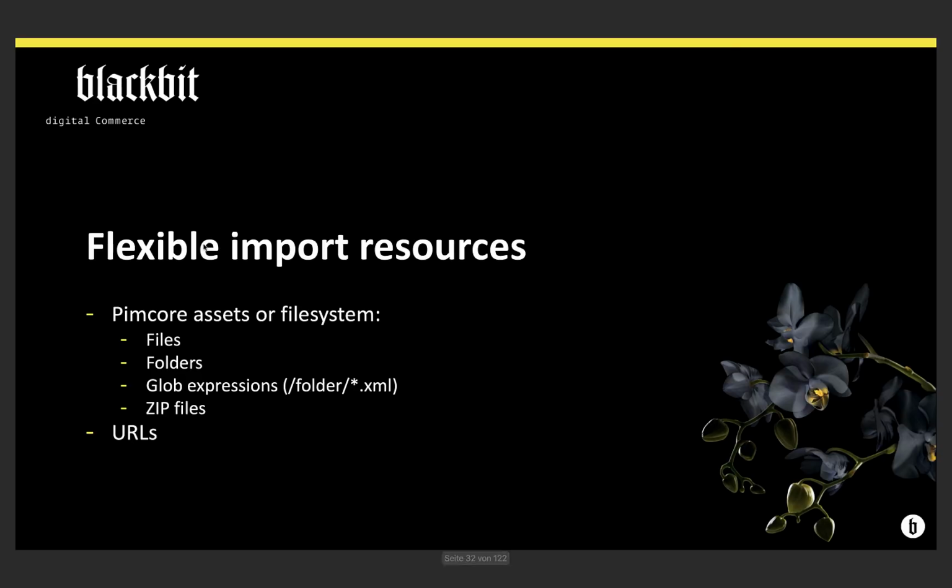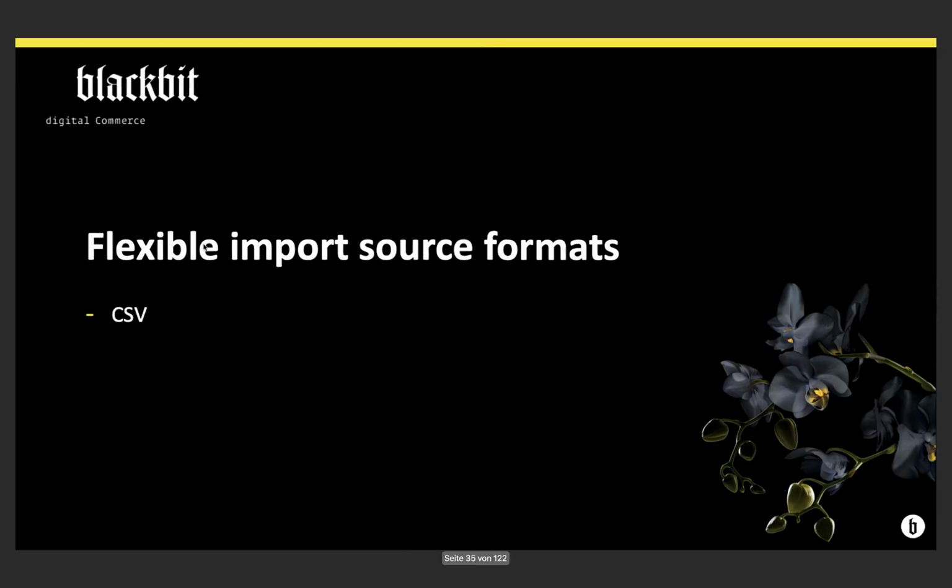Then we can use URLs as import resources. We can use curl requests, which is important when you want to access data from an API. So you want to send an HTTP header or username password with your request, then you can use a curl request. And if even this is not enough, then you can implement a custom PHP script which fetches the data and provides it for the data director.